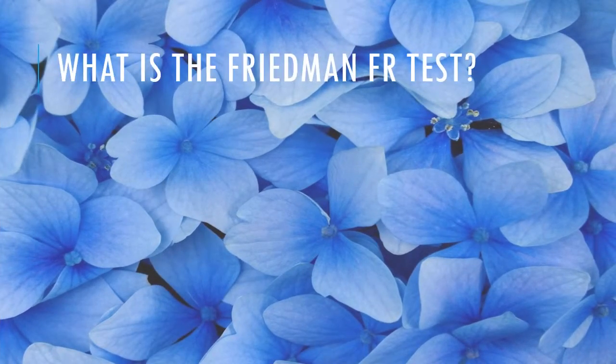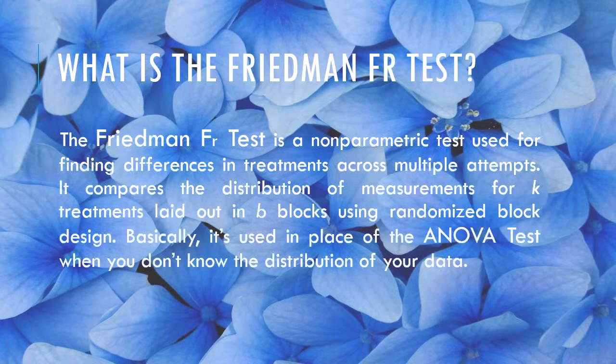What is the Friedman Fr test? The Friedman Fr test is a non-parametric test used for finding differences in treatments across multiple attempts. It compares the distribution of measurements for K treatments laid out in B blocks using a randomized block design. Basically, it's used in place of the ANOVA test when you don't know the distribution of your data.